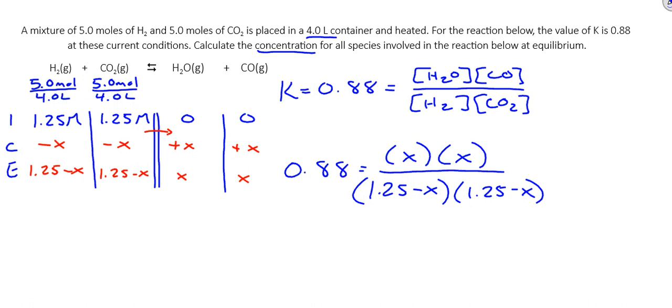Okay, this is a very important problem to recognize, is that when you look at this, x times x is x squared. But 1.25 minus x times 1.25 minus x can also be written using that as a squared. So ultimately I get this.